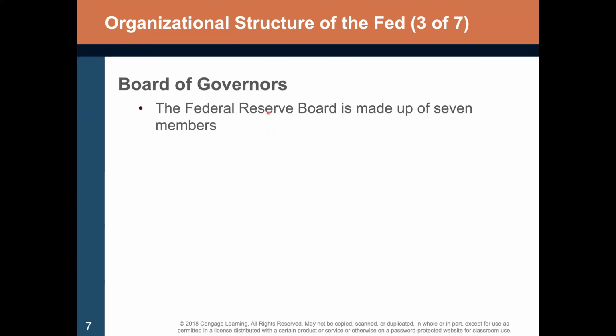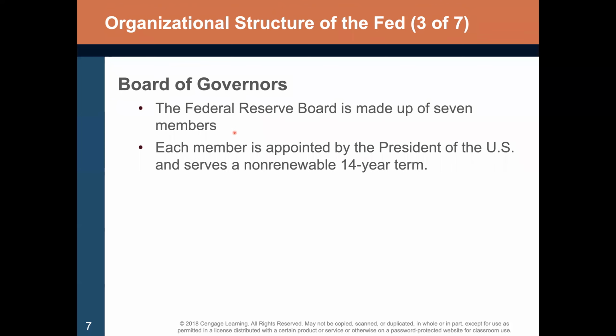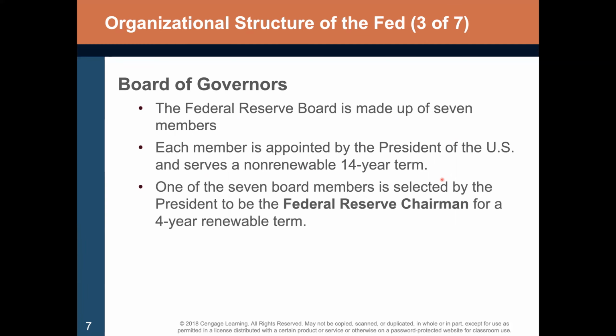So let's talk a little bit about the Board of Governors. The Federal Reserve Board is made up of 7 members. Each member is appointed by the President of the US and serves a non-renewable 14-year term. One of the 7 board members is selected by the President to be the Federal Reserve Chairman for a 4-year renewable term.